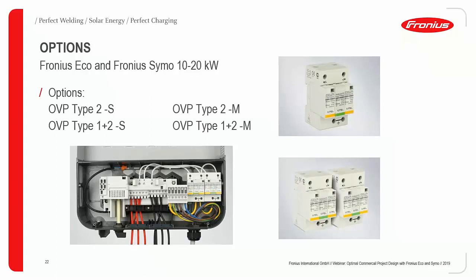For the overvoltage protection device, you can use type 1 and type 1 plus 2. Type 2 is mainly used for indirect lightning protection, and type 1 plus 2 for direct lightning protection. For a single MPP tracker, you need to use just one overvoltage protection device, and for multiple MPP trackers you need to use 2 overvoltage protection devices.